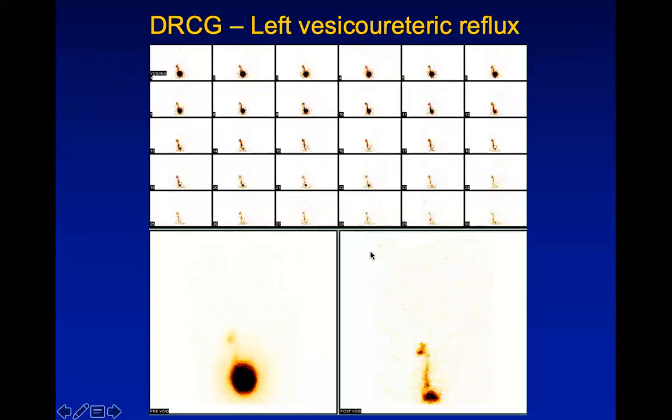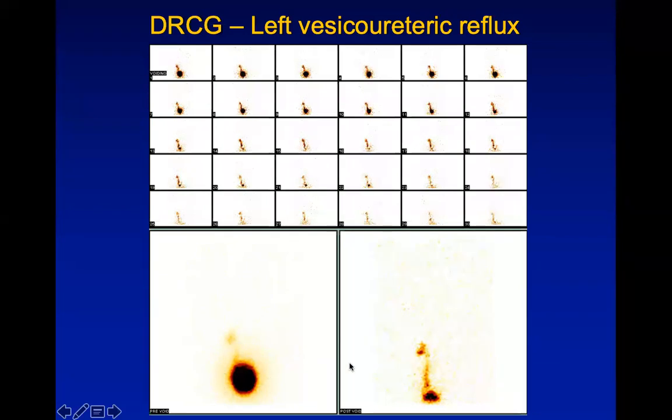So this is what you will see. There is no interference with tracer coming down from the kidney. So you have the full bladder and you see this reflux activity. Again, it's posterior imaging, so left is left, right is right. This is a left-sided VU reflux. The bladder empties out. All you're left with is reflux activity in the left ureter and the left renal system.